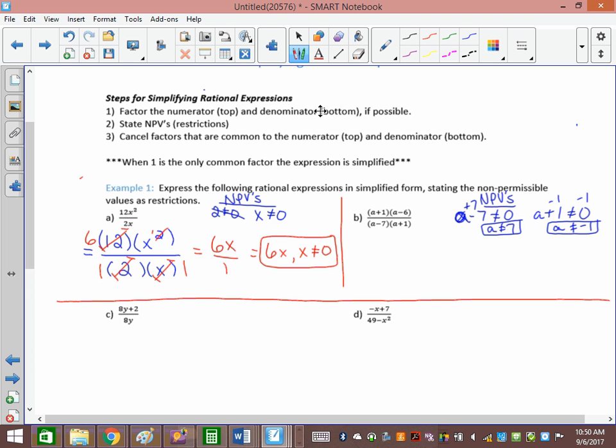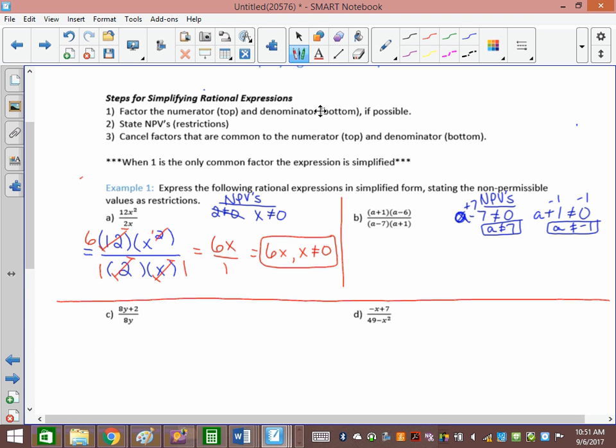I always state NPVs before I cancel. So if you're someone who's going to want to cancel, then state NPVs, you should put a little star in your notes saying, state NPVs before canceling. So don't cancel, then state NPVs. Make sure you state your NPVs before you cancel anything off.